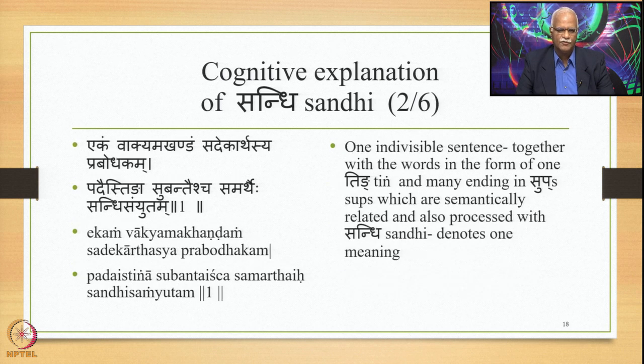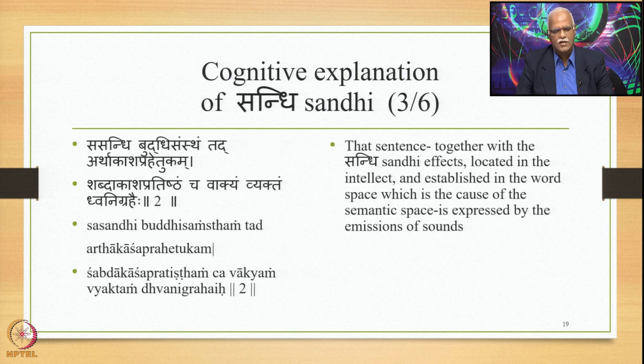And this is the meaning of the first verse. One indivisible sentence together with the words in the form of one thing and many ending in subs, which are semantically related and also processed with sandhi, denotes one meaning. And the second verse means that sentence together with the sandhi effects located in the intellect and established in the word space, which is the cause of the semantic space, is expressed by the emissions of sounds.